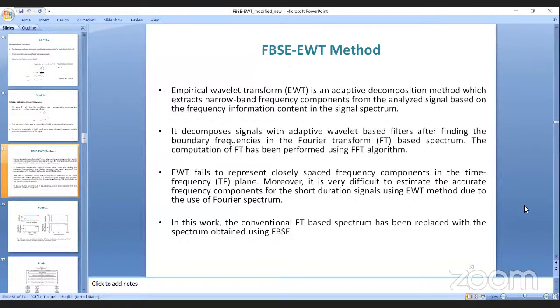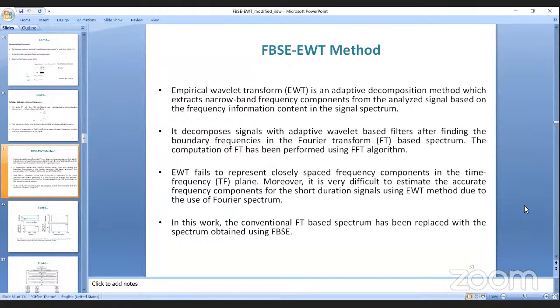So what we have done in this work is represent this Fourier transform based spectrum with the help of the FBSE based spectrum, and then we can apply the boundary detection method and the filter or wavelet design on this FBSE based domain. So what is the motivation for doing all these things? This EWT fails to represent closely spaced frequency components in the time frequency plane. And also for short duration signals, there is a resolution problem in the Fourier transform.